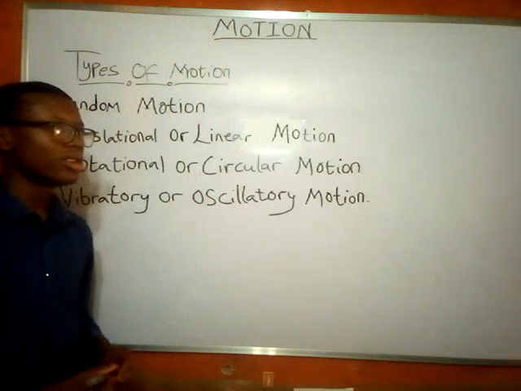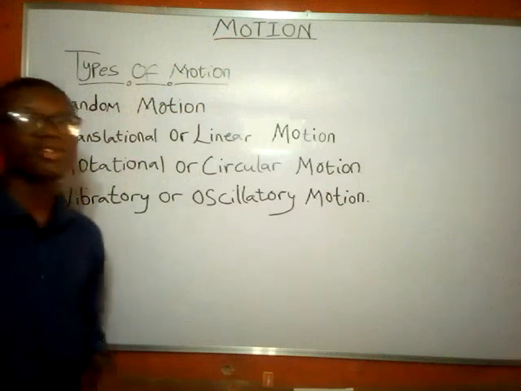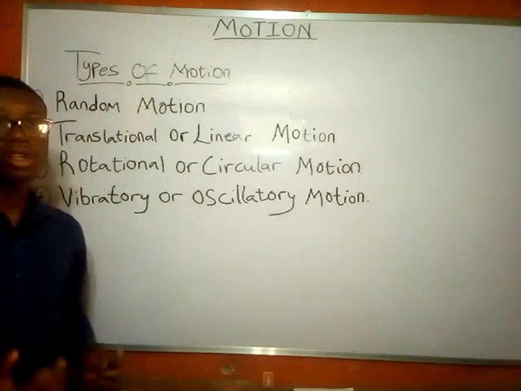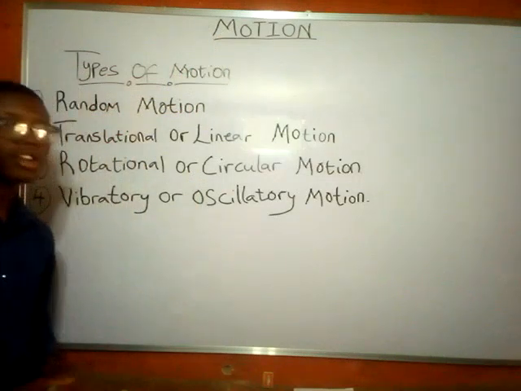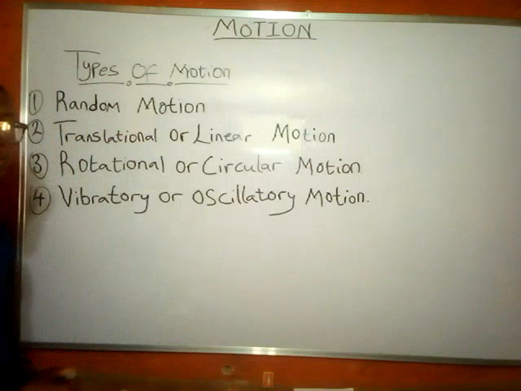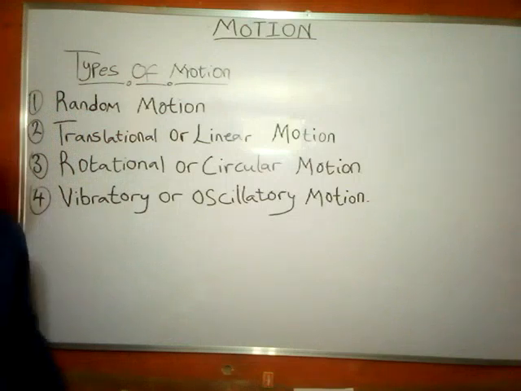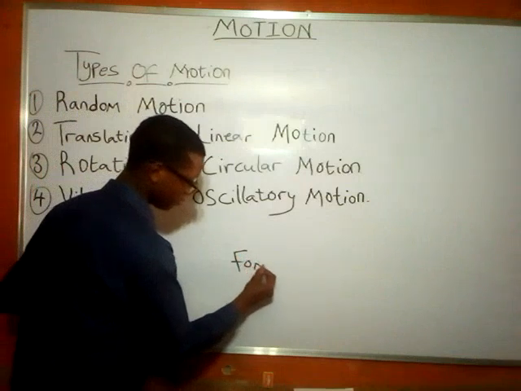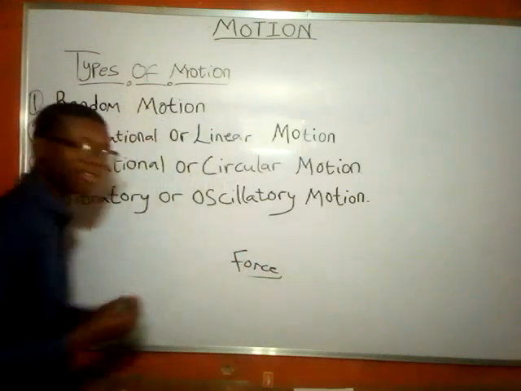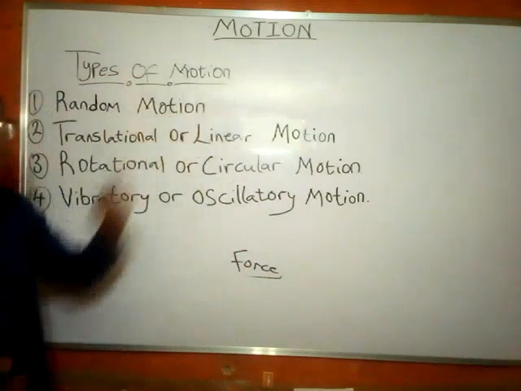Introduction to motion. What is motion? Motion can be defined as the change of position of a body with time. And there is an agent that causes this change of position of a body with time. And this agent is called force. Force is the agent that causes motion.